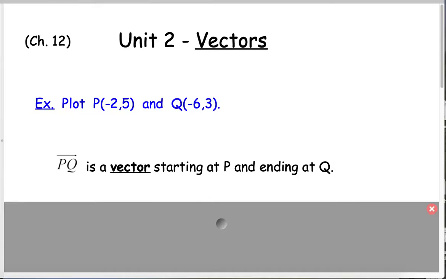PQ is a vector that starts at P and ends at Q. Now, it's really important for you to understand that this notation here, don't confuse that with a ray in geometry. In geometry, that would mean a ray that starts at P and goes through Q forever and ever and ever. But when we're talking about vectors, it actually ends at Q. So it has a length. It's not an infinite length like a ray in geometry.